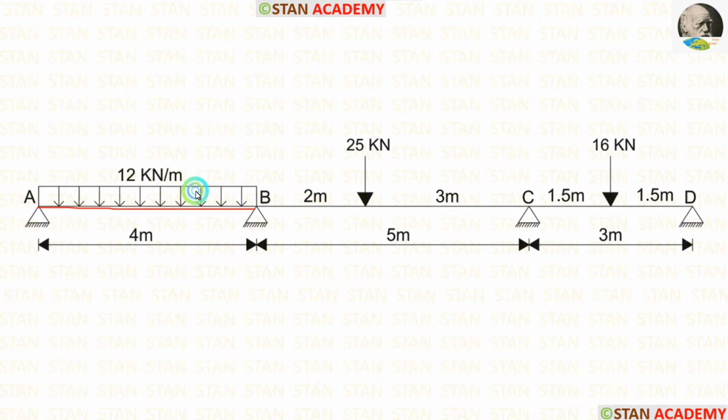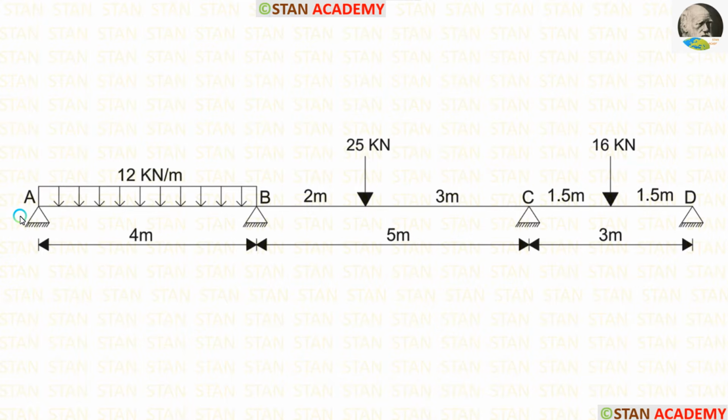In the span AB, there is a UDL of 12 kN per meter acting for the full span. In the span BC, there is a point load of 25 kN acting at 2 meters from the point B. In the span CD, there is a point load of 16 kN acting at the center.